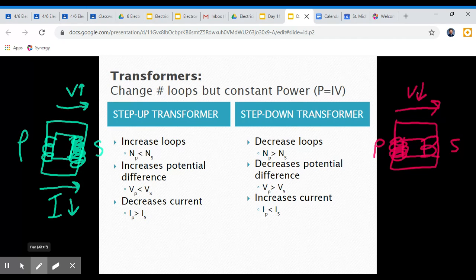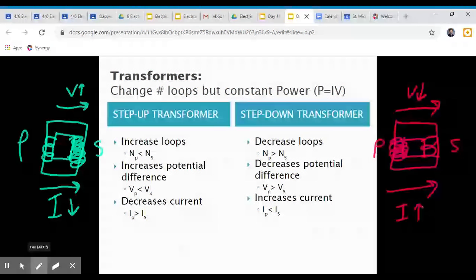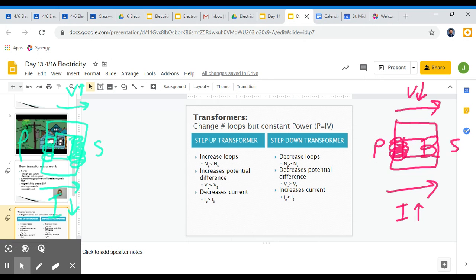So that's the whole point. That's what we call a step down transformer. We're stepping down the voltage. And as we go from left to right, we're also increasing my current.